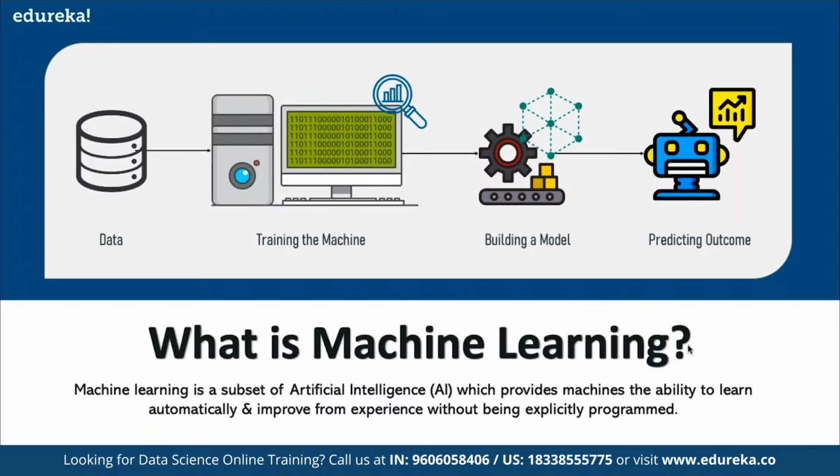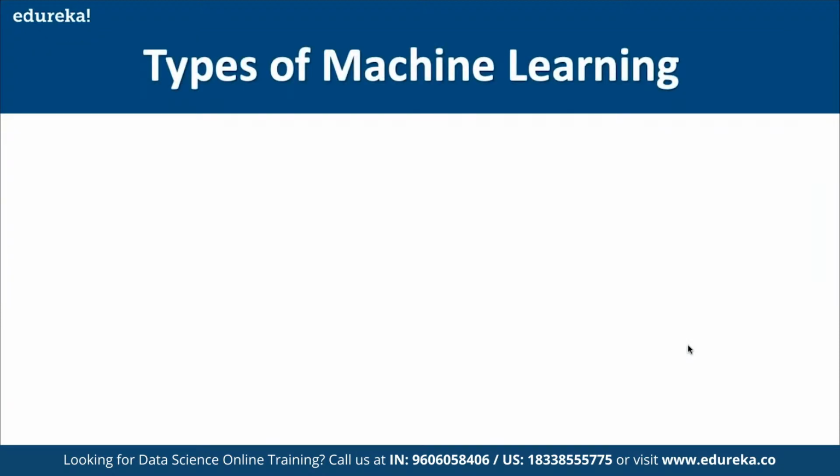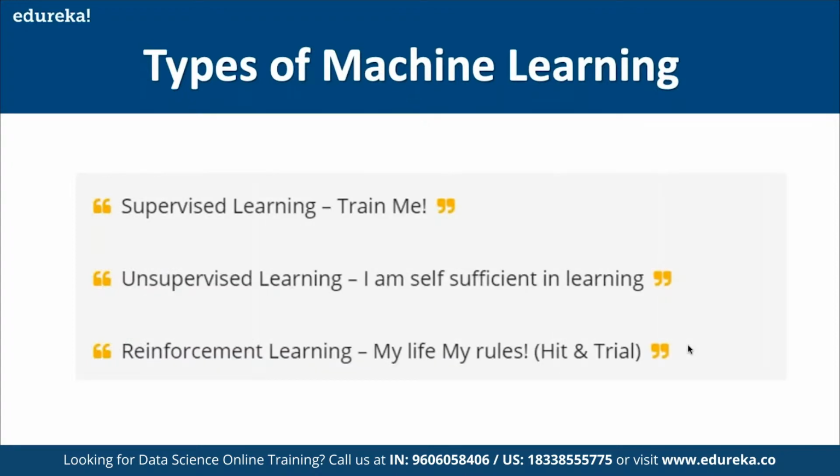All right, so here basically we have three main types of machine learning, where we have supervised, unsupervised, and then reinforcement learning. Supervised in simple terms is "train me." It works on simple training. We have to train the model, and only then can it work. And unsupervised learning is "I'm self-sufficient in learning." Based on their own understanding, they are going to work accordingly. That's how it's going to work.